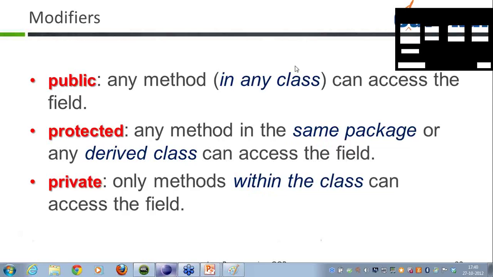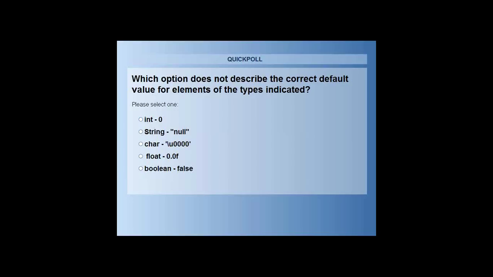Alright, I have another poll question for everyone here. Which option does not describe the default value for the elements in the type indicated? Is it integer 0, string null, char that is backslash u 0000, float 0.0f, or is it boolean false, which is not the default value of any of the type indicators here? You all can cast your votes onto the polling window here. I'll wait for everyone to cast their votes quickly.